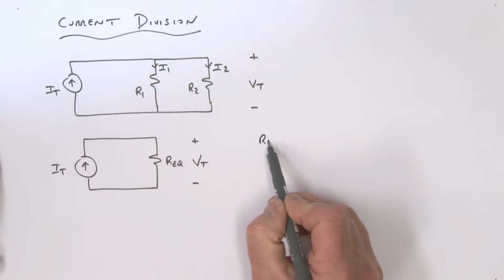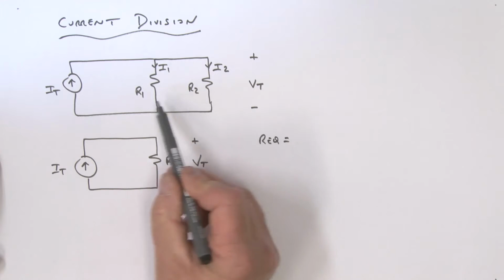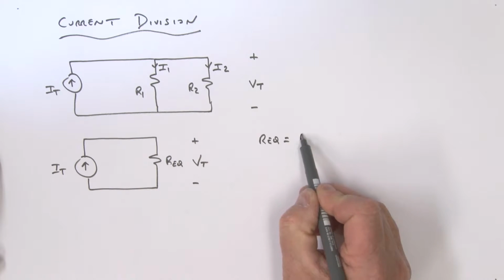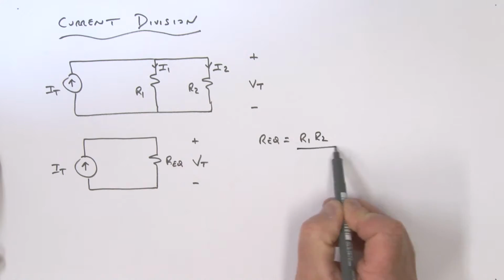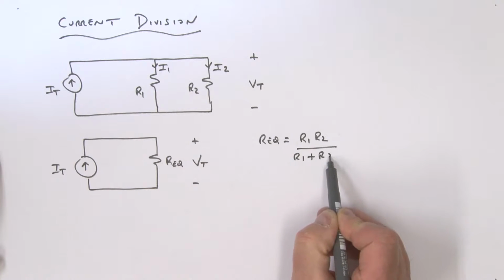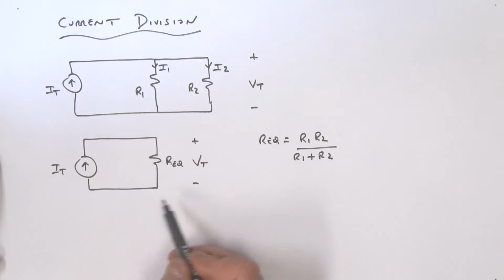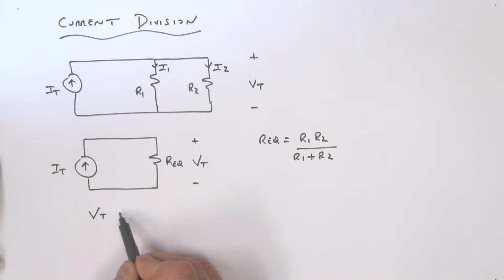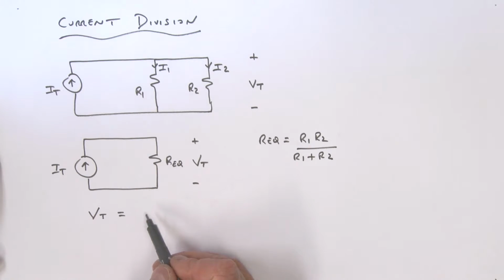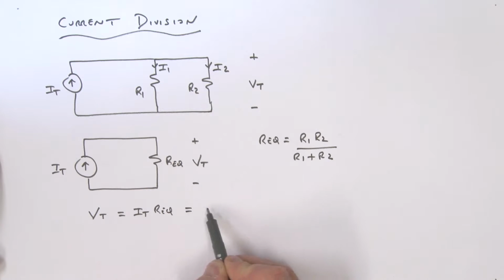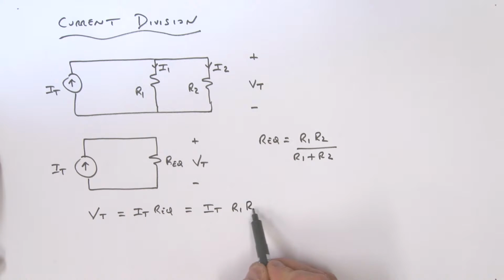Well, that equivalent resistance is simply equal to the parallel combination of those two, which is what? It's R1 times R2 over R1 plus R2. Okay, so my voltage VT then is what? My voltage VT is going to be equal to this IT multiplied by that equivalent resistance. And so that's IT multiplied by R1 R2 over R1 plus R2. Okay?